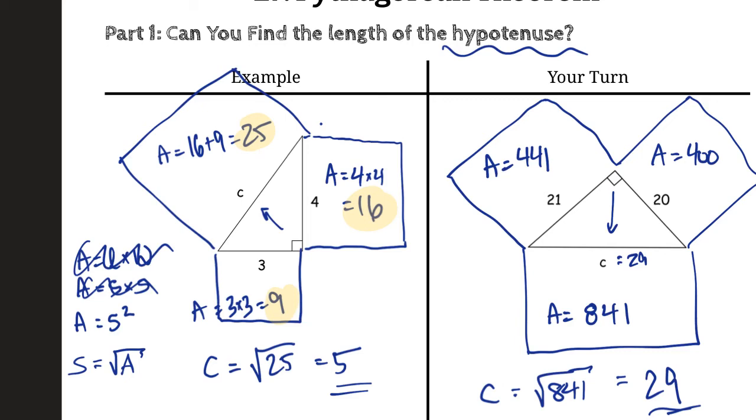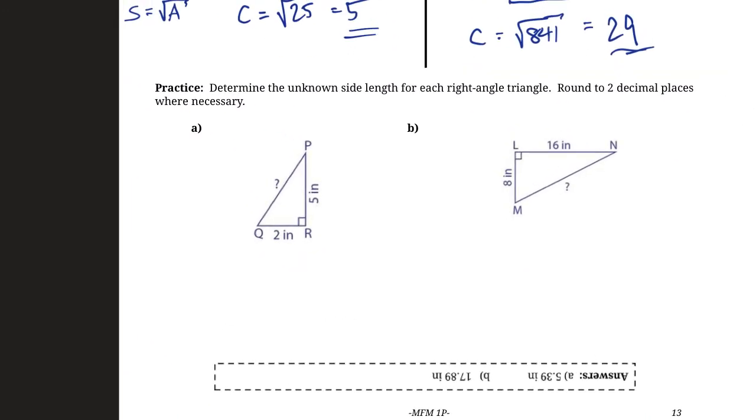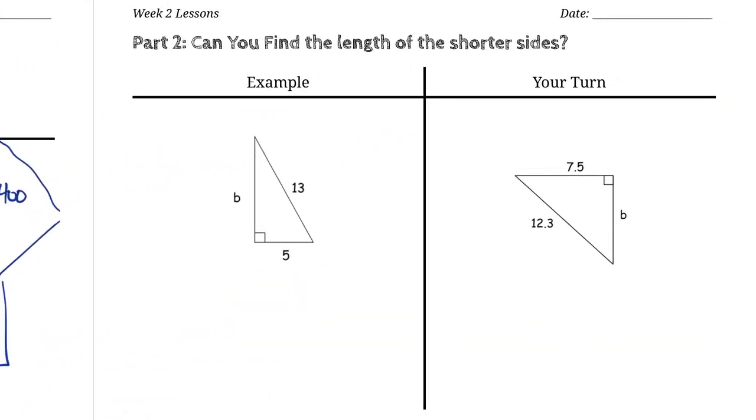So you see, it's not too bad. Find the areas of the smaller squares, add them up, and then take the square root of the area to find the side length. So I want you to try these two questions down below. Try them yourself. Pause the video here, try them yourself, and check the answers with the answers at the bottom. Round to 2 decimal places. Okay, so hopefully you've done that. We're going to move on to the next examples.